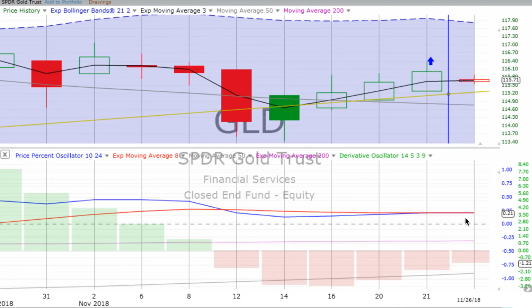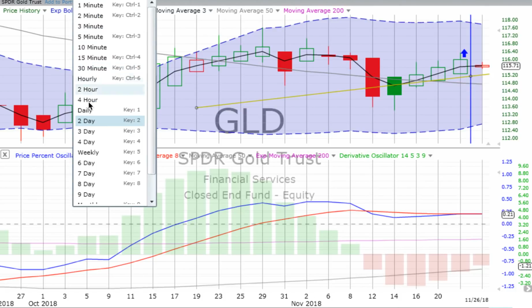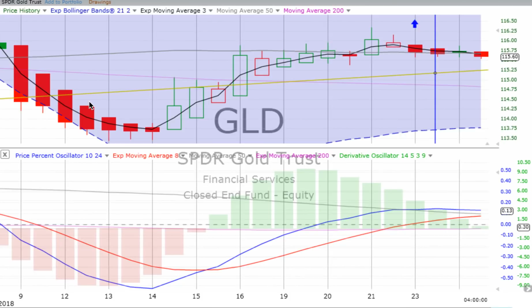Derivative oscillator still losing downward momentum. Price percent oscillator pretty much laminated on the red signal line. So keep your eye on things. If things rotate back over, going down on the 2-day, maybe that will portend a change in the weekly at some point. We don't have a trade at this point, but we'll continue to watch and see how things go on gold on Tuesday and how that 2-day candle ends up.